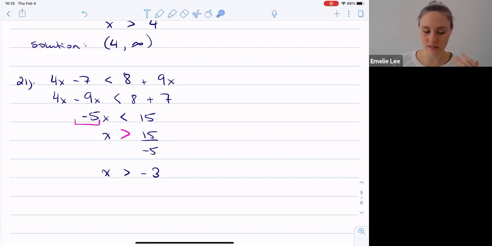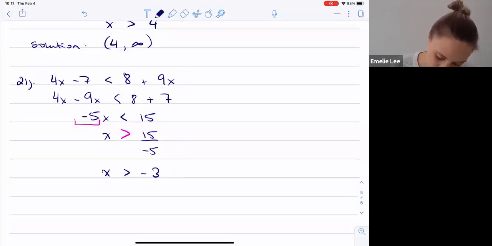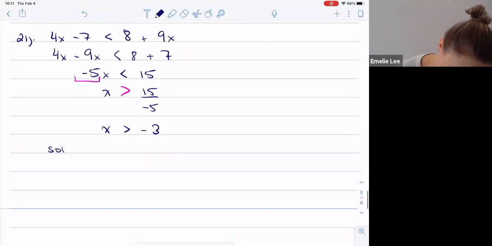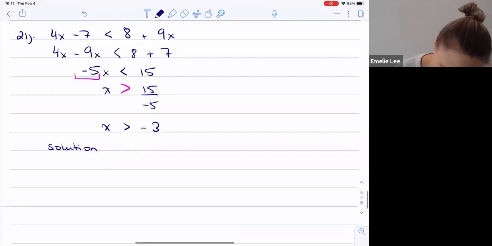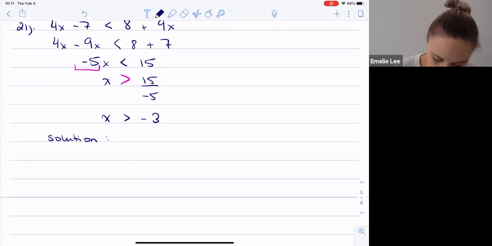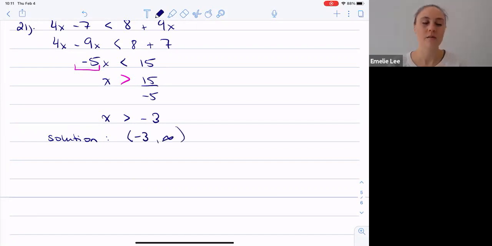So if you're not sure if you switched the sign correctly, you can always pick values and plug them in, and the inequality should be true if you've solved it, right? So in terms of our solution here, if x has to be greater than negative 3, but not equal to negative 3, in interval notation, I need negative 3 to infinity.